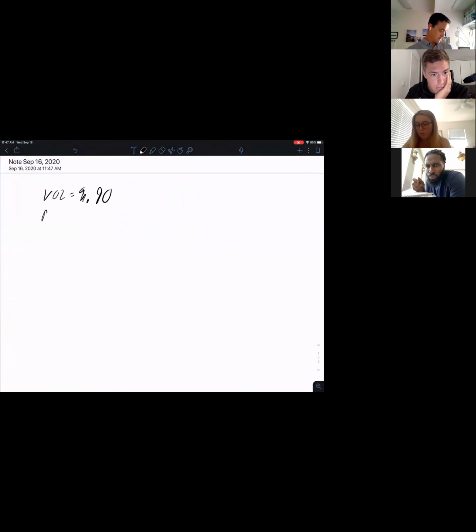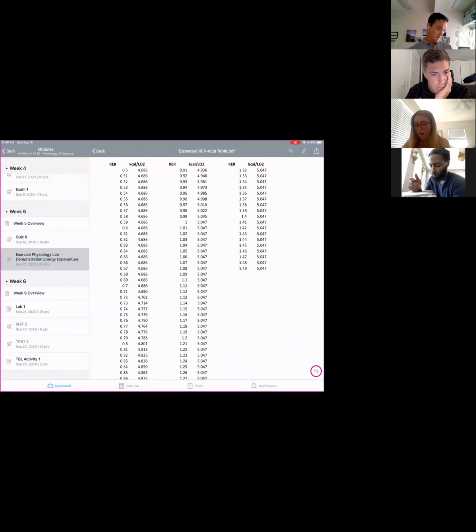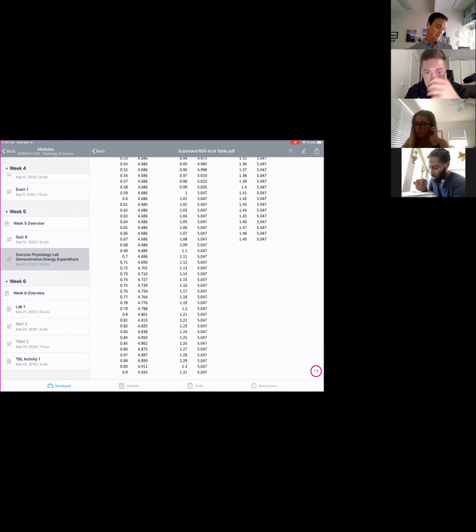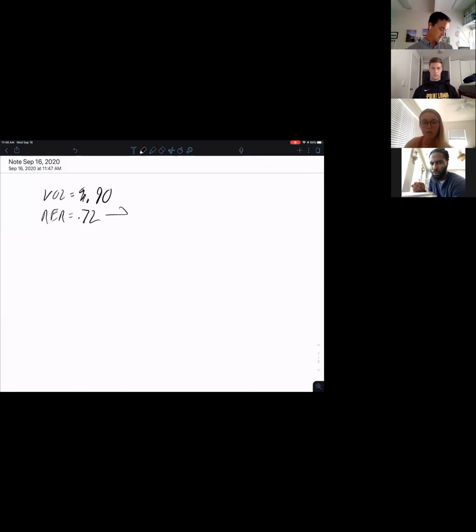So RAR equals 0.72. All right, now let's go to that RAR kcal table, the expanded one, because 0.72 isn't in the one in our book. So 0.72, we got it right there. That's 4.702. That's the number that we need. It's just the one that's right next to it, 4.72. Okay, so we put that in. So that's going to be 4.72.